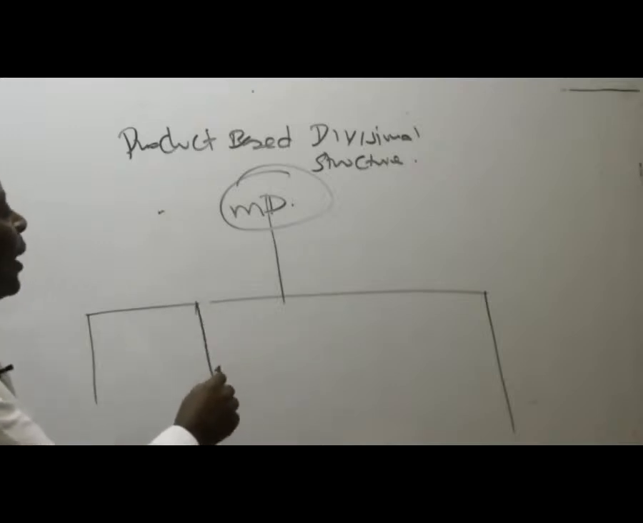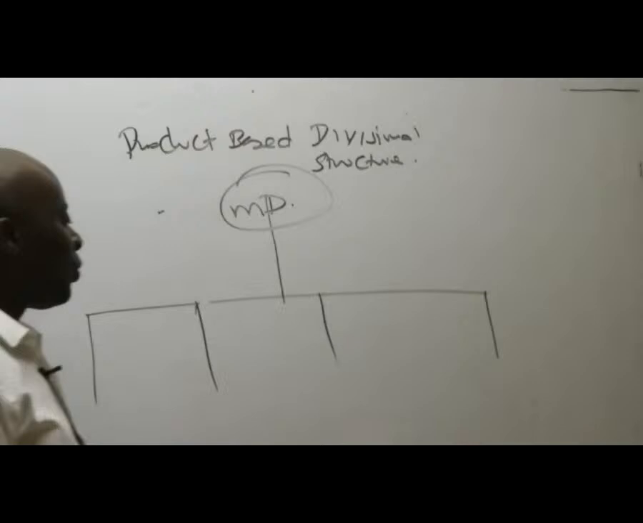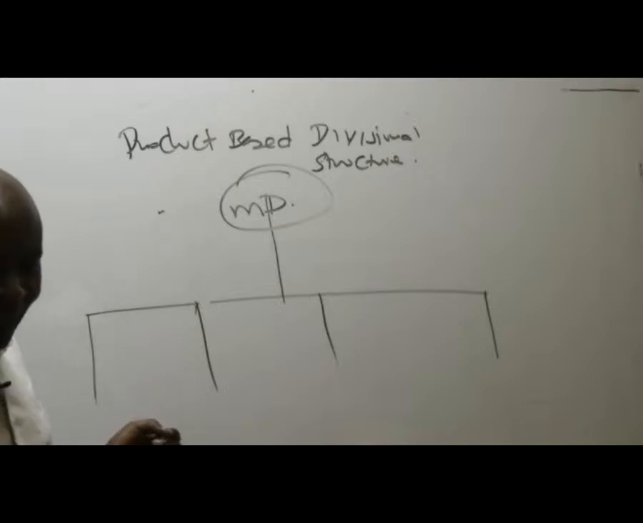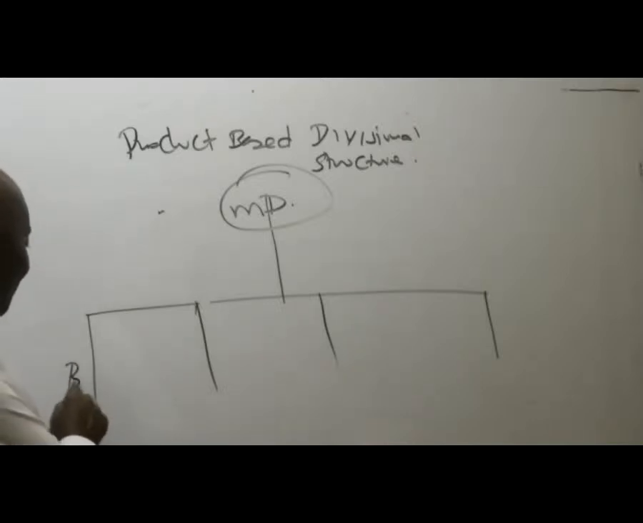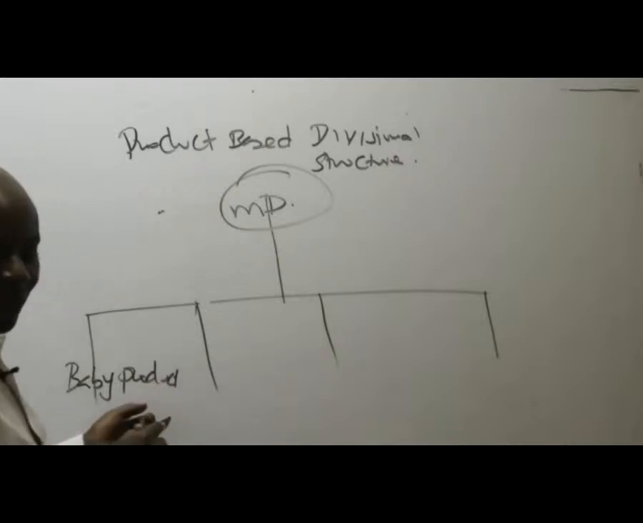So if it is product-based, please try to label, try to mention most of their products. Which products do we have? Try to mention some of the products that this company is producing. Remember, you are trying to show that really. So, for example, we have Mary saying baby products. Baby products. We have food.